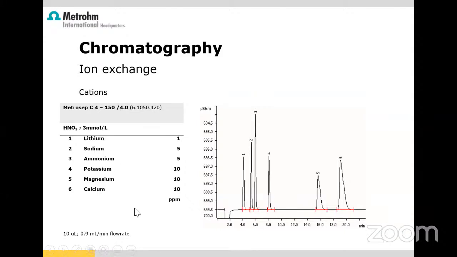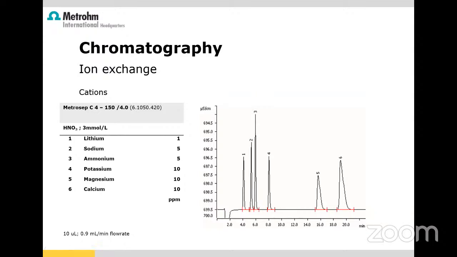Now, coming to the order of elution. Why should lithium come out first? Why not calcium? It is very simple. Lithium is a very small ion and it carries only a +1 charge. So lithium comes out first. For example, if you take lithium, sodium, ammonium, potassium, all carry a single positive charge. But if you see their size, lithium is smaller than sodium, than ammonium, than potassium. So potassium is larger in size. That is the reason it is coming in the fourth position.